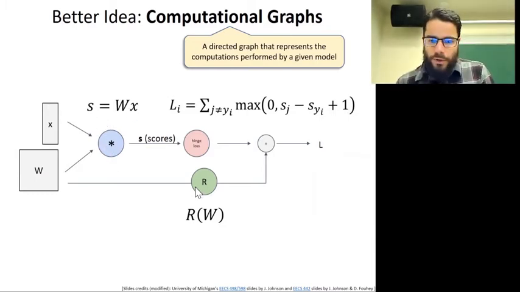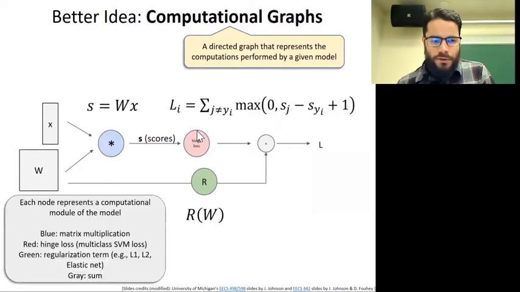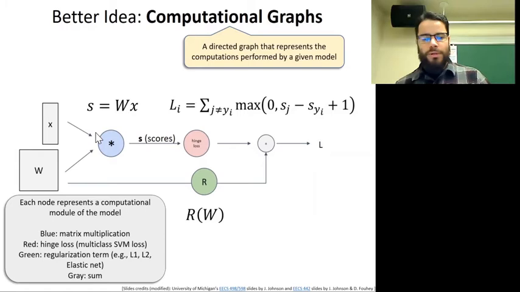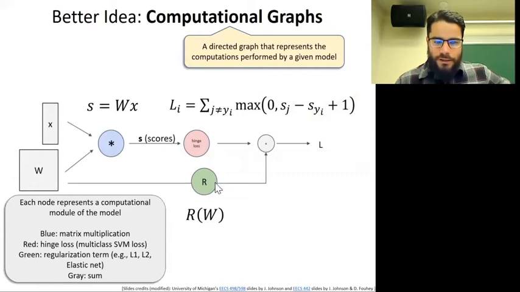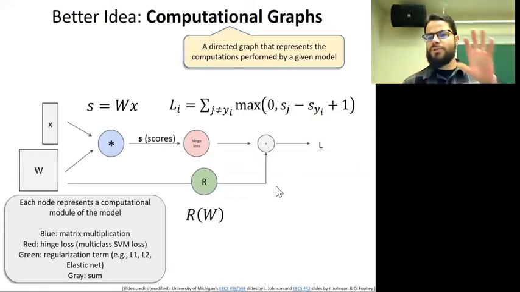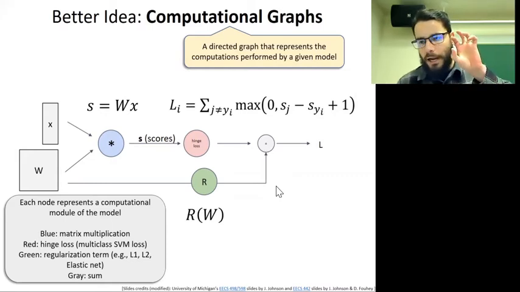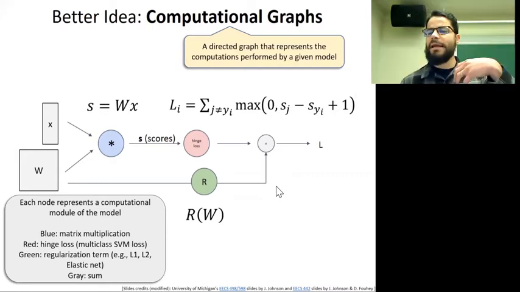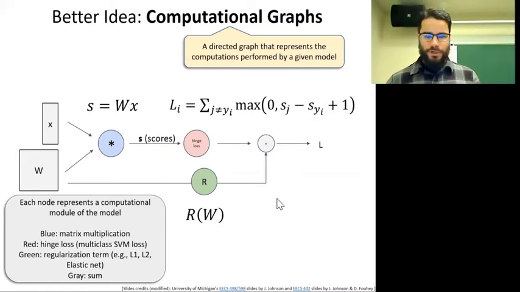Okay, so these are our nodes. The nodes are going to tell you what each of these operations are. Okay, so we have in blue a node that represents matrix multiplication. We have in red the hinge loss, multi-class SVM loss. We have in green the regularization term. We have in gray this sum here. Okay, so you see that the idea is that we are going to interpret each of these nodes at a time, okay? And again, each node represents an operation. Each operation is going to create a couple of gradients, as we are going to see.